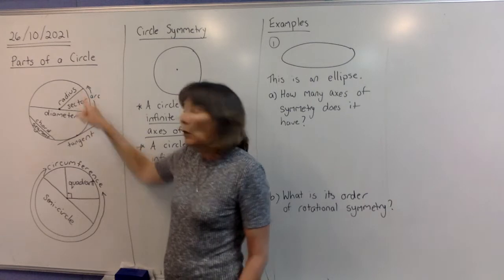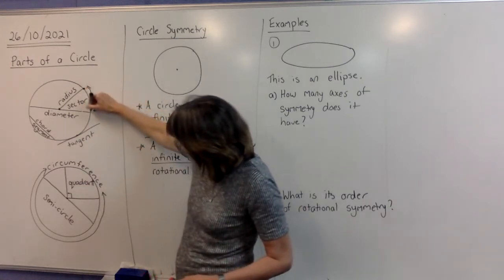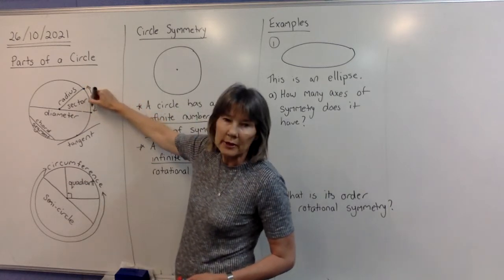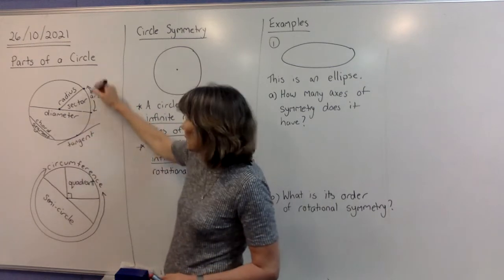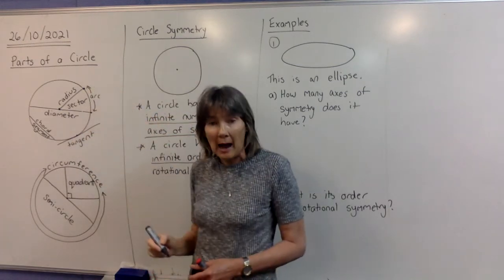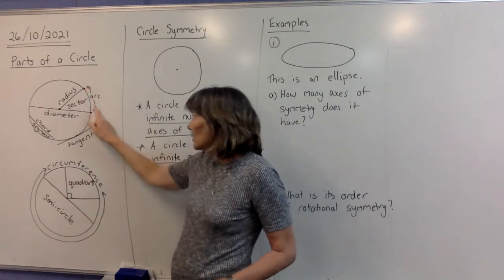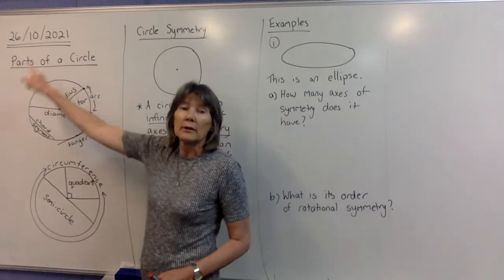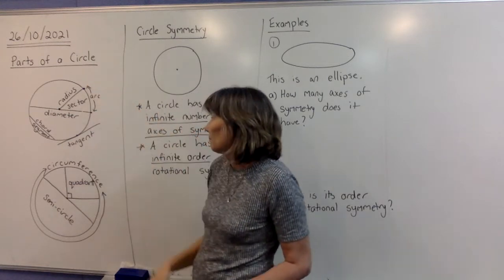Alright, now the curved part that goes from a point on the circumference to another point on the circumference, so in other words it is a part of the whole circumference of the circle, is called an arc. Alright, and you probably know that an arc is a curve. Well, that's the curve it is. It's part of the circumference of a whole circle, joining 2 points on the circumference.